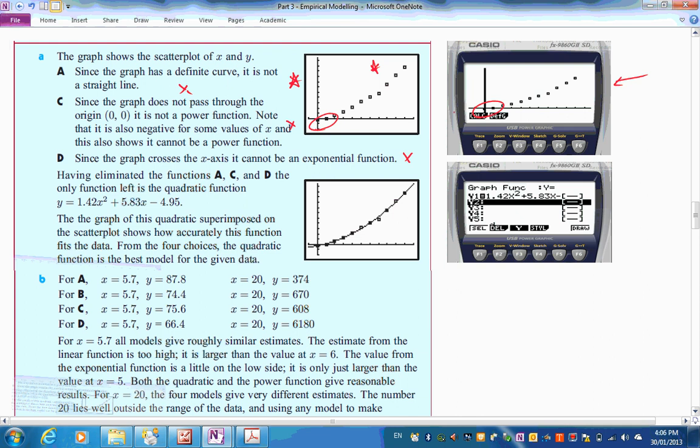Because it's going down there. Now that's what we want you to do. Think through the models that are available in this course and see if you can see reasons why the properties of those don't fit the data set. Now, having eliminated the functions, we would say, well, this should be the one. So let's put that over the points and see how well it fits.